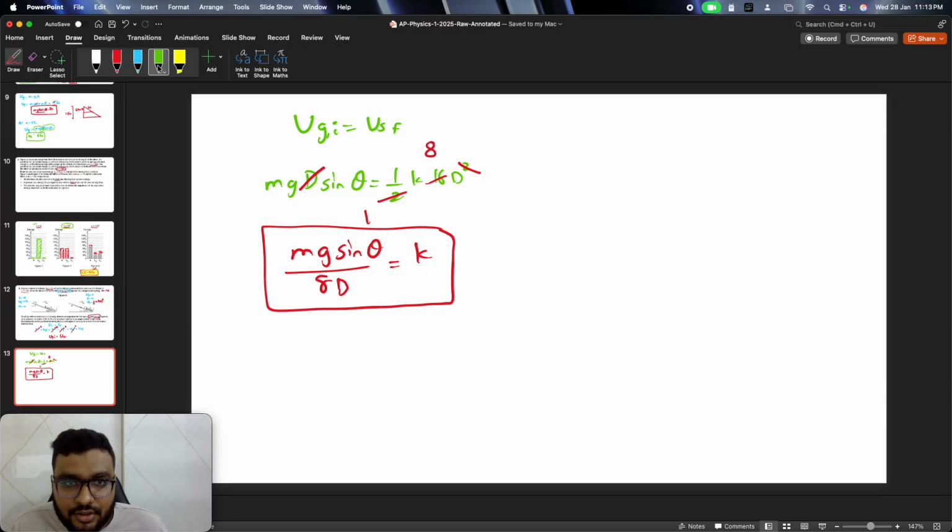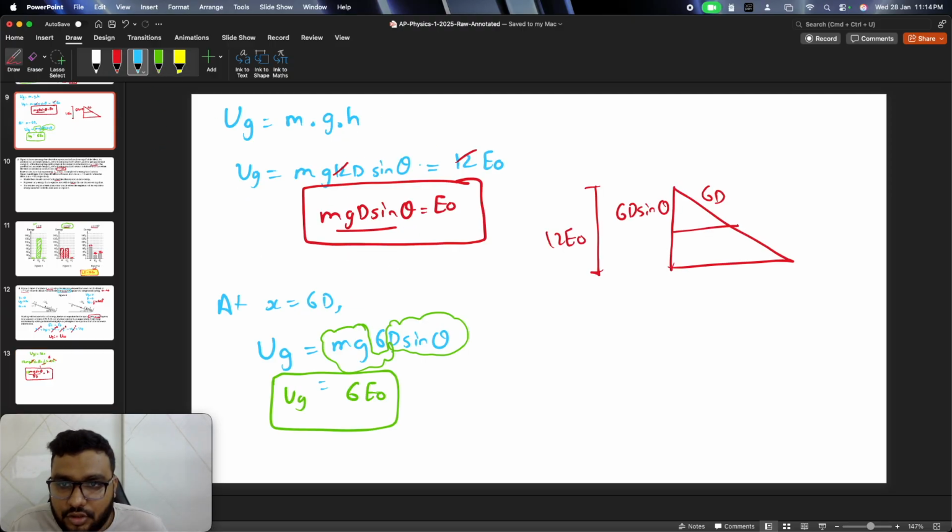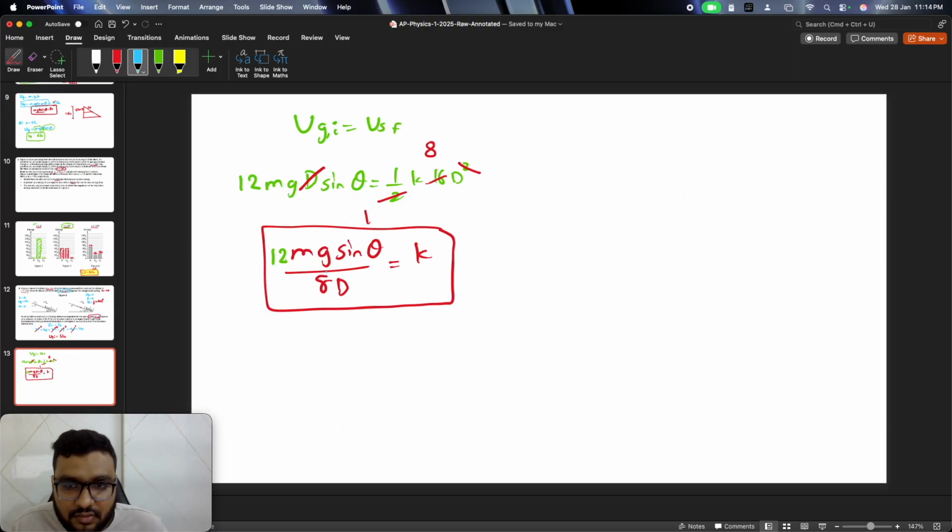Okay, sorry, I missed one thing. Here it's not mgd sine theta, it's 1/2 mgd sine theta. So if I put one more 1/2 over here, we discussed that Ug is equal to mg 1/2 d sine theta, right? So I can say that 1/2 mg sine theta, 4 3s are 12, 4 2s are 8. So the final answer should be K is equal to 3 upon 2 mg sine theta over d. So this should be the final answer.